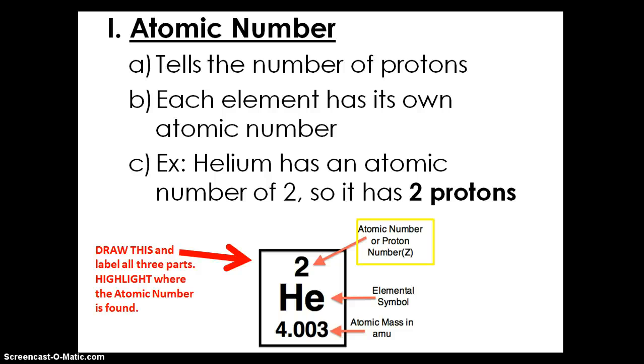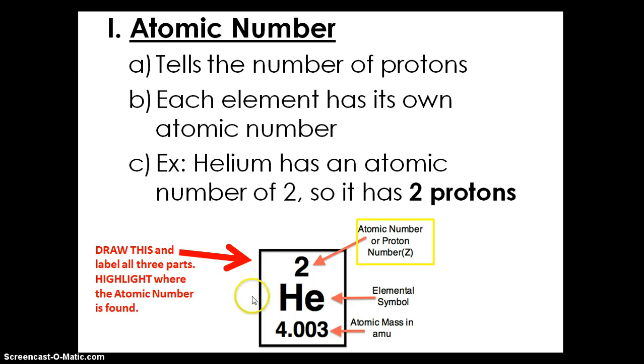Okay, first part of our notes. Number 1, atomic number. This is a key word. The atomic number tells the number of protons. B, each element has its own atomic number. And C, an example. Helium has an atomic number of 2. So it has 2 protons. So the atomic number tells you the number of protons.